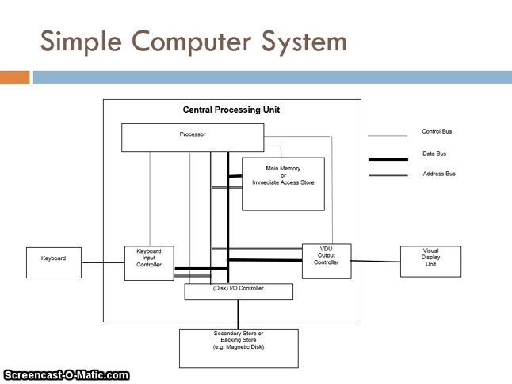Here is a simplified diagram of a computer system which represents the three buses connecting different internal components. We can see here this box represents the central processing unit. Inside this box is the processor, the main memory, sometimes known as the IAS, immediate access store, the buses connecting these together, and I/O controllers: an input controller to get data from the peripheral device of a keyboard, an output controller to give output to a visual display unit, and an I/O controller for input and output to secondary storage, for example, a magnetic hard disk.